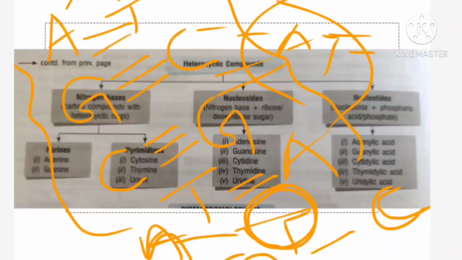G. So adenine always pairs with thymine with a double bond. Guanine always pairs with cytosine with a double bond. Thymine always pairs with adenine with a double bond. Cytosine always pairs with guanine with a triple bond. Okay. So between these two it is triple bond, and between these two it is double bond.